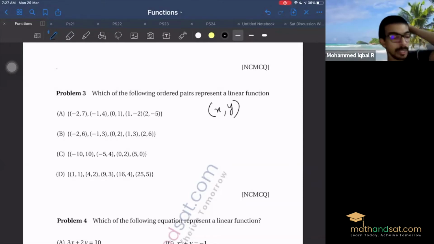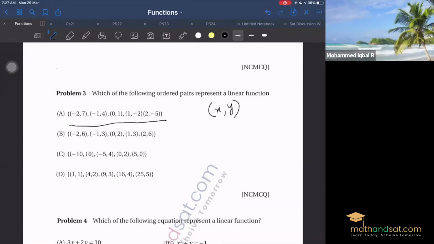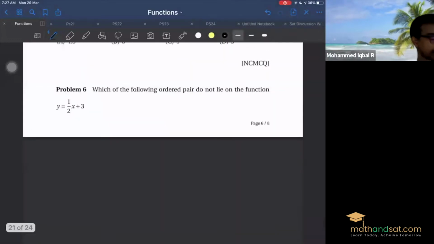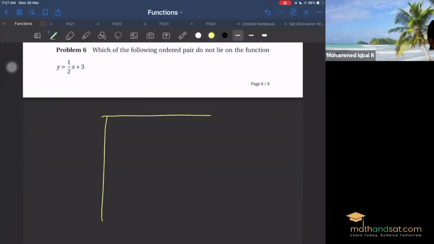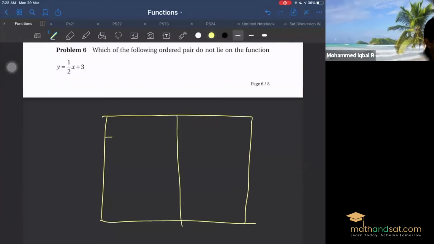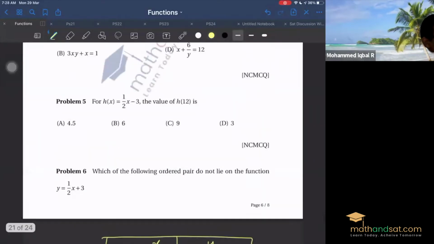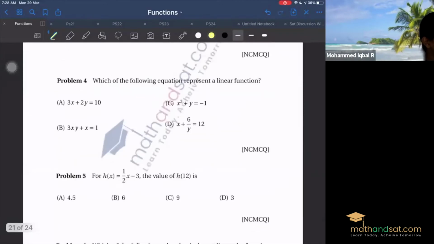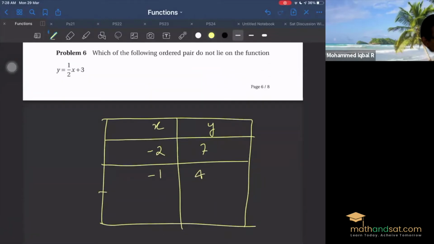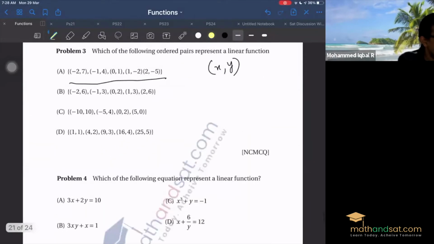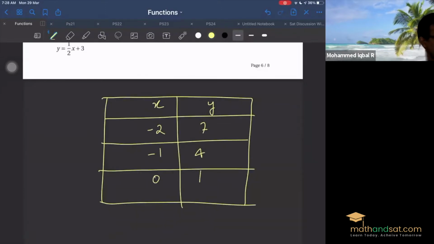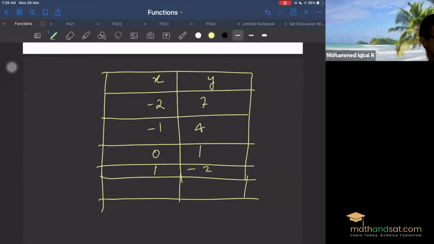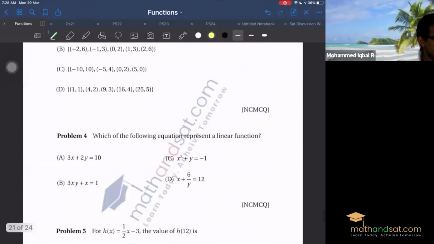So let us take them one by one. In the first case, let us represent this as a table of values. Instead of writing them as ordered pairs, let's create an input-output table. So we have inputs here, outputs here. Corresponding to -2, it is 7, corresponding to -1, it's 4, corresponding to 0, it's 1, corresponding to 1, it's -2, corresponding to 2, it's -5.